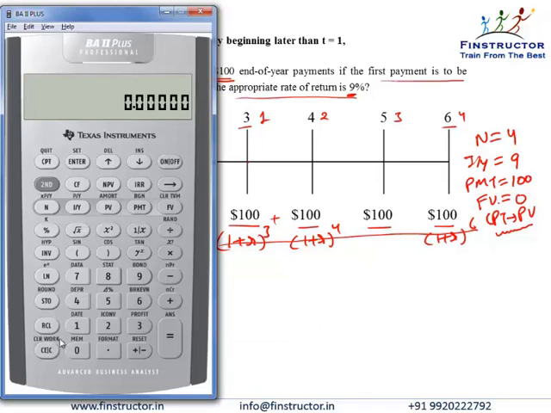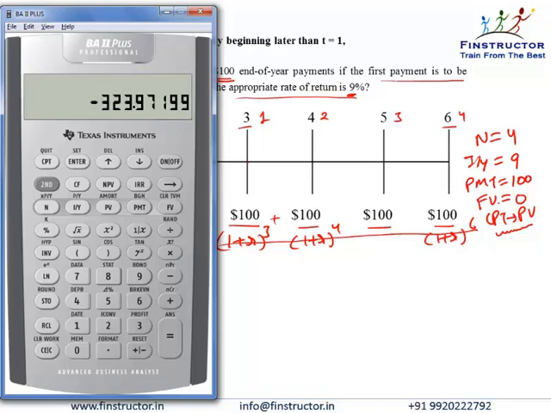So first let's do the first calculation and compute the value at t equal to 2. So let's clear out the calculator, enter 4 and press N, 9 and I/Y, ignore PV, press 100 and press PMT, press the button 0 and press FV and compute PV. So PV comes out to be minus 323.97, or the present value of these 4 cash flows is so much. Let's store this in the memory register 1 in case we need it in the future, and we know that we will need it in the future.